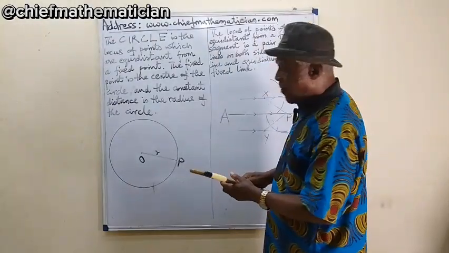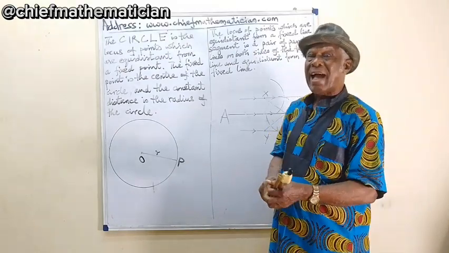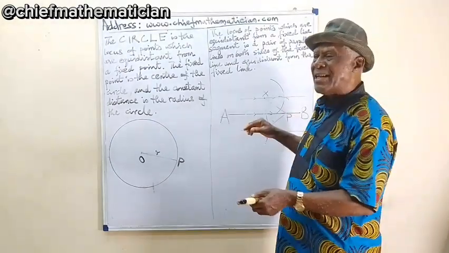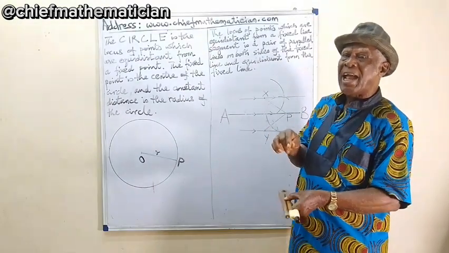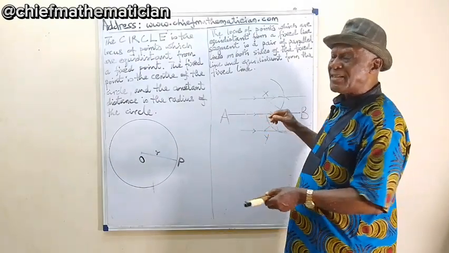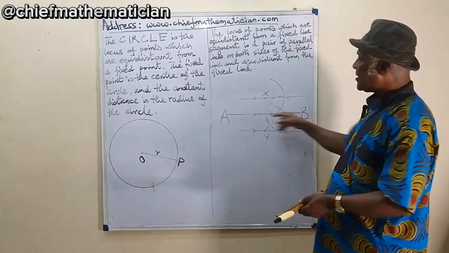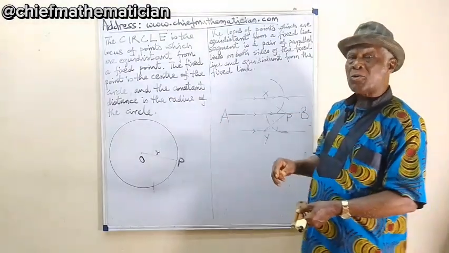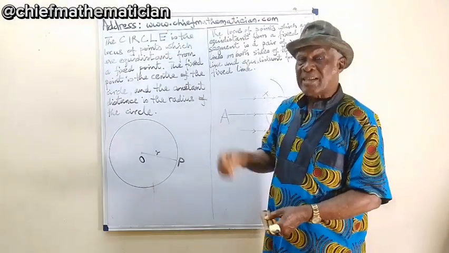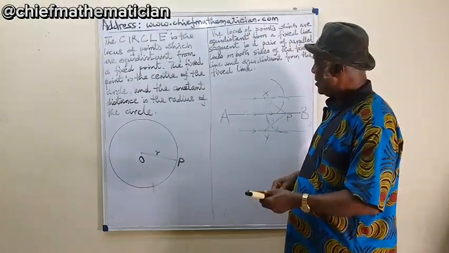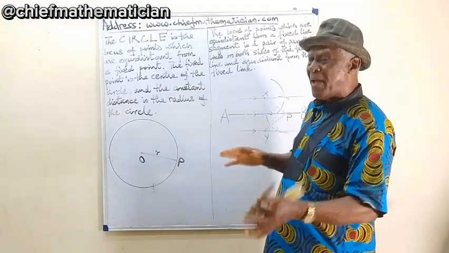Now, another type of locus we can look at is the locus of points which are equidistant from a fixed line segment. Let us take AB as a fixed line segment here, and we want to construct the locus of points equidistant from AB. That locus has to be a pair.